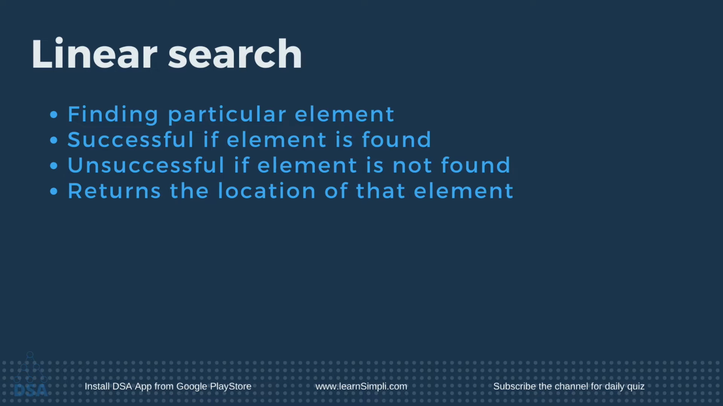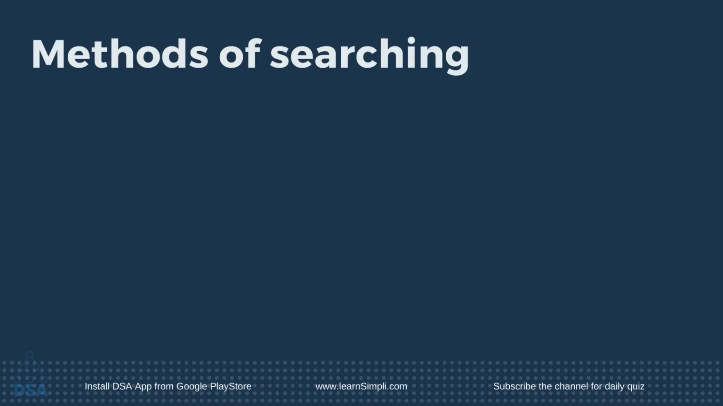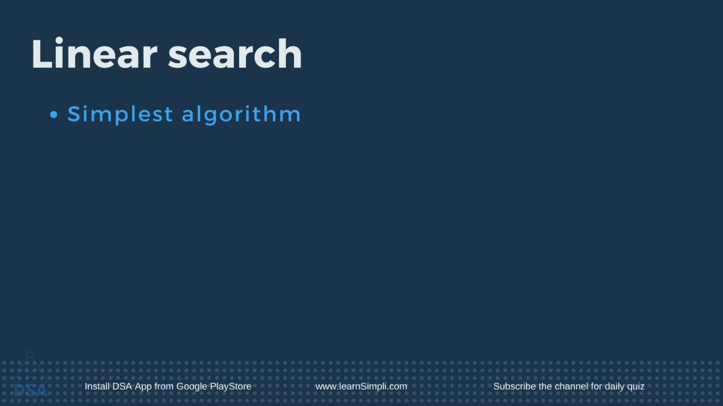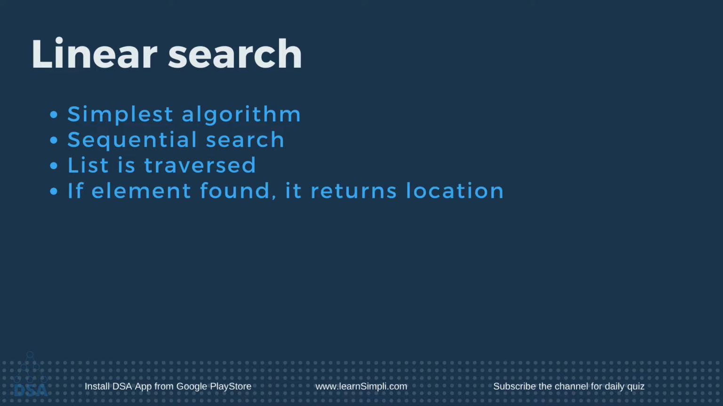We have two popular methods for searching in data structures. They are linear search and binary search. In this video, we will learn about linear search. It is the simplest searching algorithm and is also called the sequential search algorithm. The list is traversed completely. It means we search the list to match the element whose location is to be found. Then the location of the item is returned. Otherwise, the algorithm returns null.